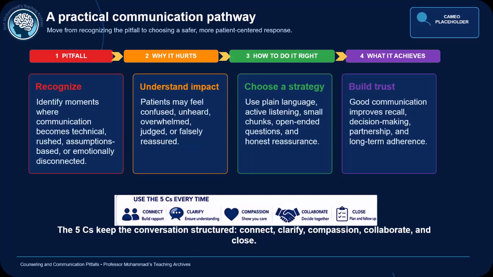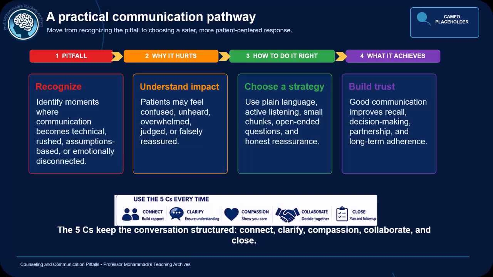A useful way to think about communication is as a pathway. First, we recognize the pitfall. This may be jargon, interruption, emotional disconnection, rushing, or making assumptions. Second, we understand why it hurts. Poor communication can leave patients confused, unheard, overwhelmed, or mistrustful. Third, we choose a better strategy. This may include plain language, active listening, open-ended questions, checking understanding, and honest reassurance. Finally, we look at what good communication achieves: better understanding, stronger trust, improved recall, shared decision-making, and better follow-up.